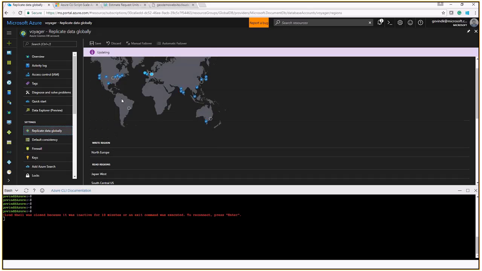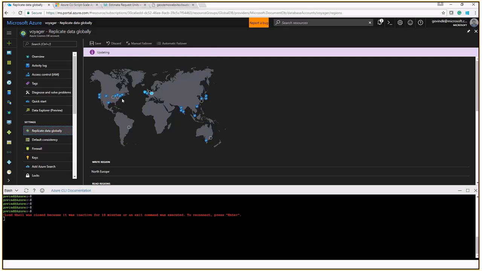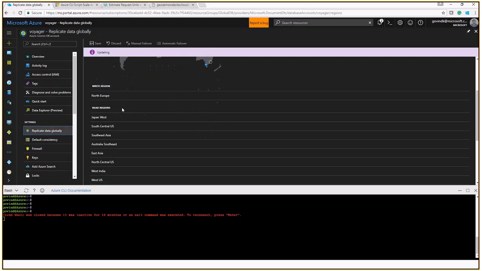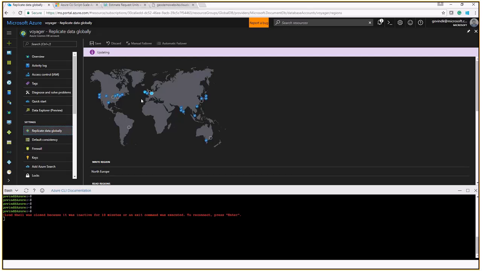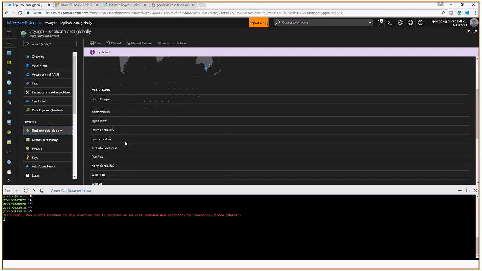Now, what has this got to do with availability? Let us say one of the regions goes down. If one of these regions goes down at any point of time, let us say where the writes are going at this point, that region goes down. Automatically, we will fail over to the regions that you've given us here in the list. And here you can change the priority for all of them.